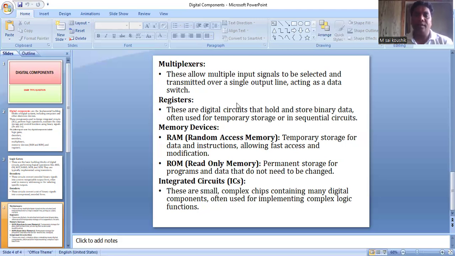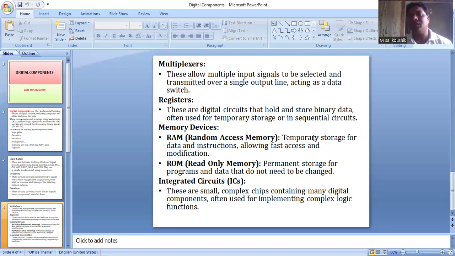And the register is there. Register means what? Like a dictionary, like a directory. So we can store the encrypted, decrypted data in a sequential pattern. Which kind of data is possible to store here? These are digital circuits that hold and store binary data, often used for temporary storage or in sequential circuits.